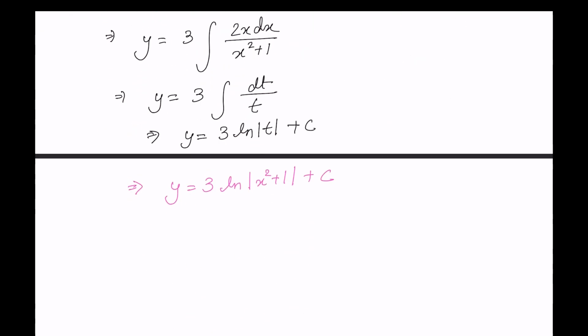So I'll plug in x equals 1 and y equals 5 in this equation and try to solve for c. So yeah, c will become 3 ln 5 minus 3 ln 2.